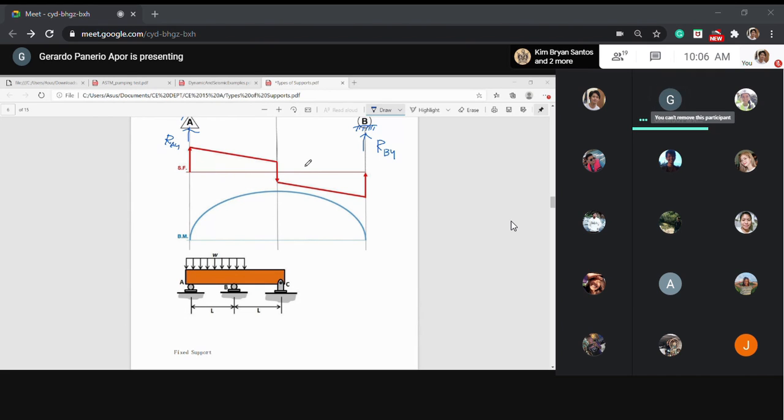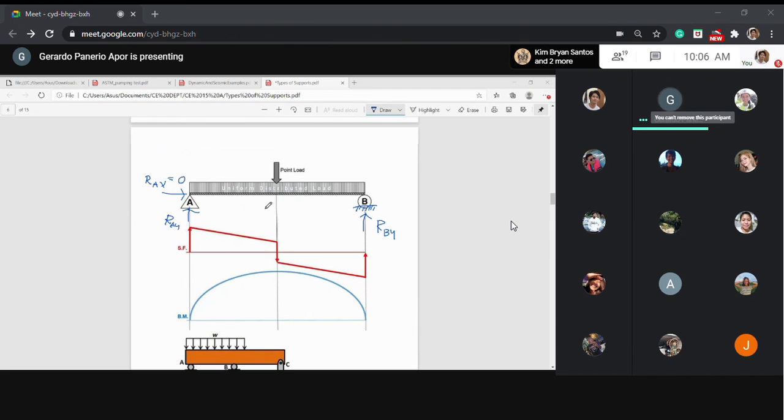Okay. So, this is now the shear diagram. A shear diagram is just a 2D plot wherein the horizontal axis is the distance of the beam, and the vertical axis is the forces that are acting on the beam.